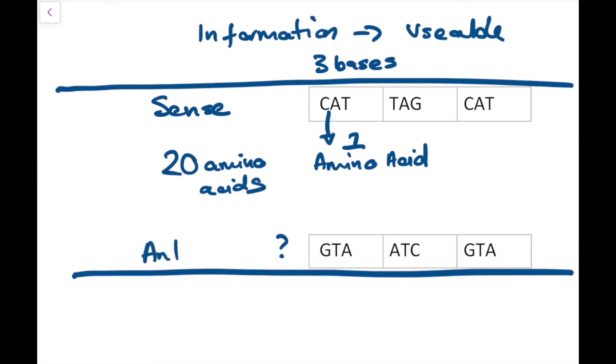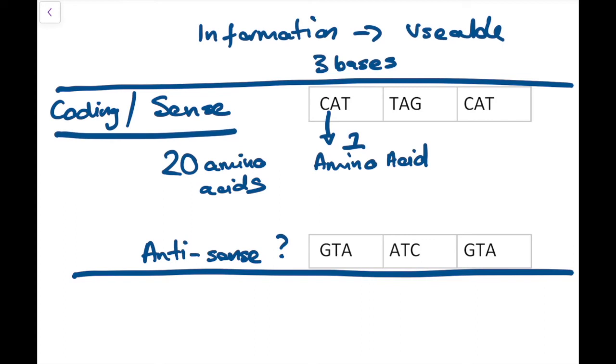So we can call it the anti-sense strand. We call the top strand the coding strand, because it has information. So when it's got information, we call it coding. The coding or the sense strand. And this bottom strand is the anti-sense strand.